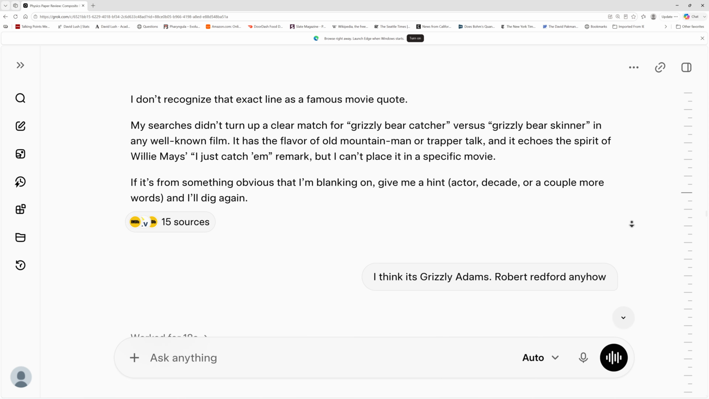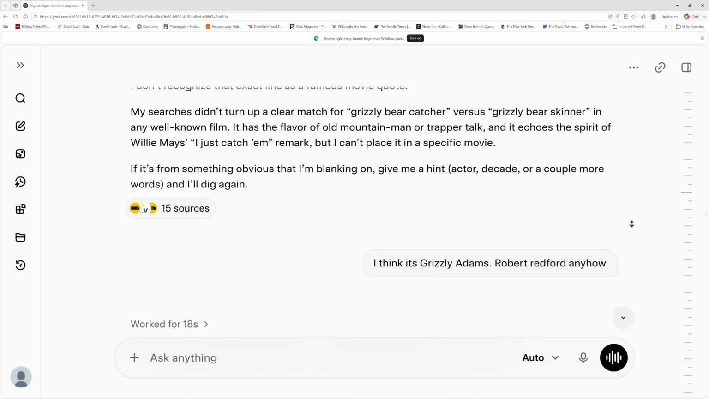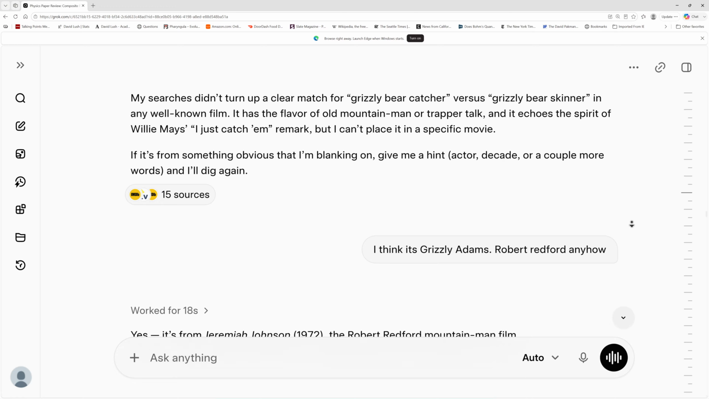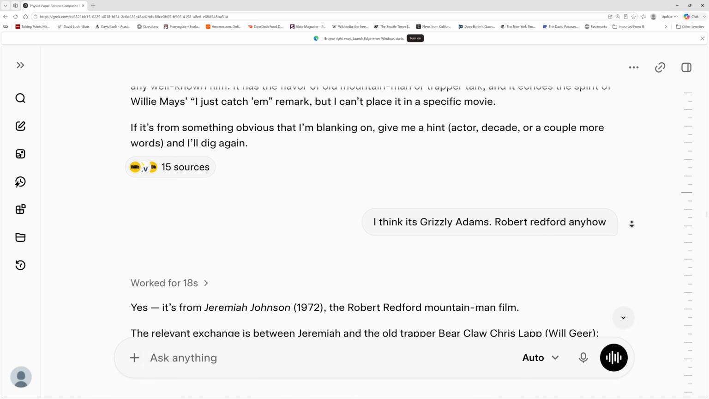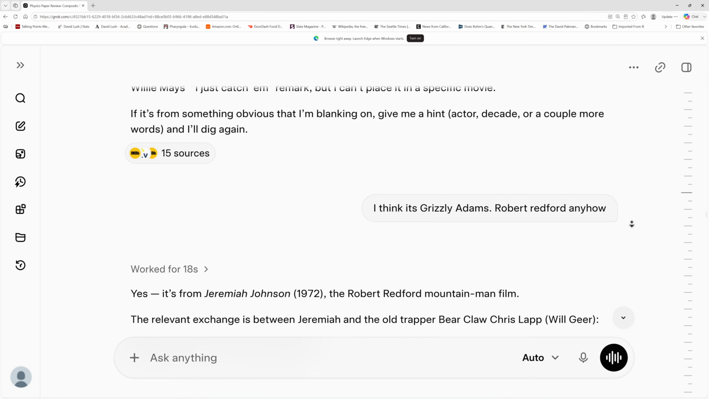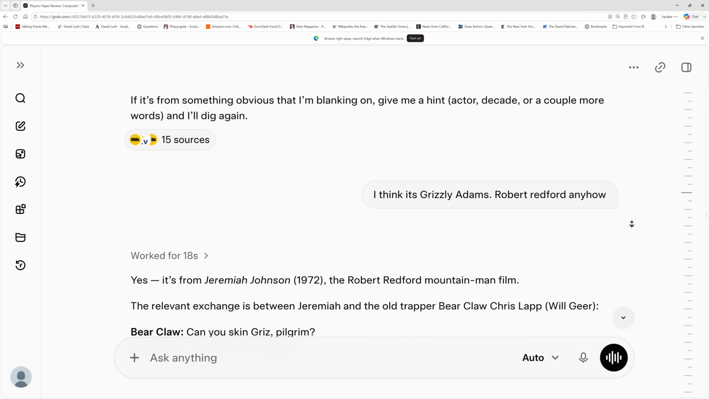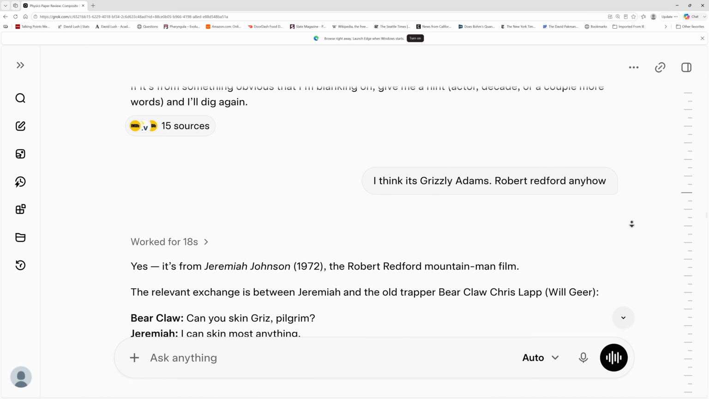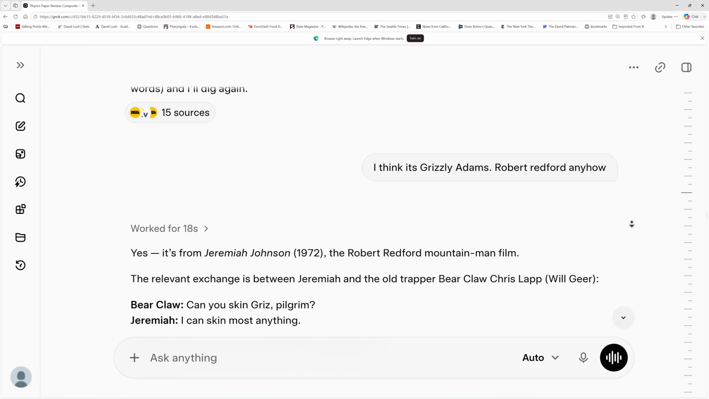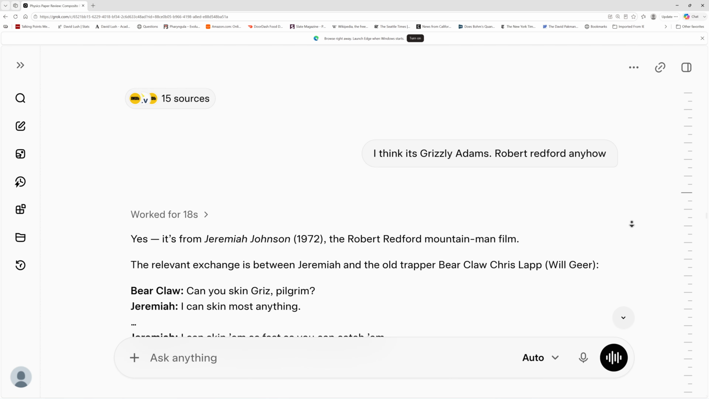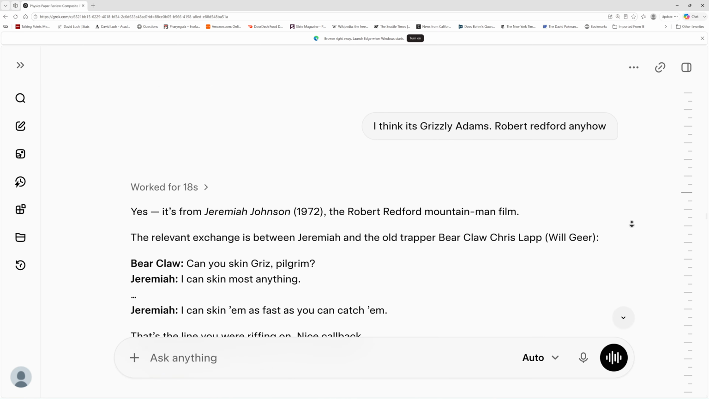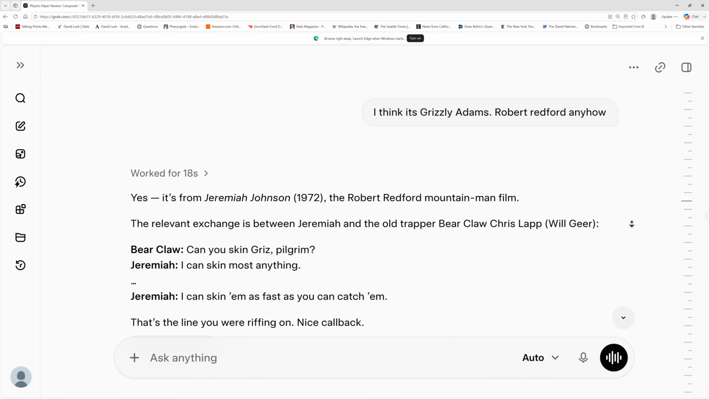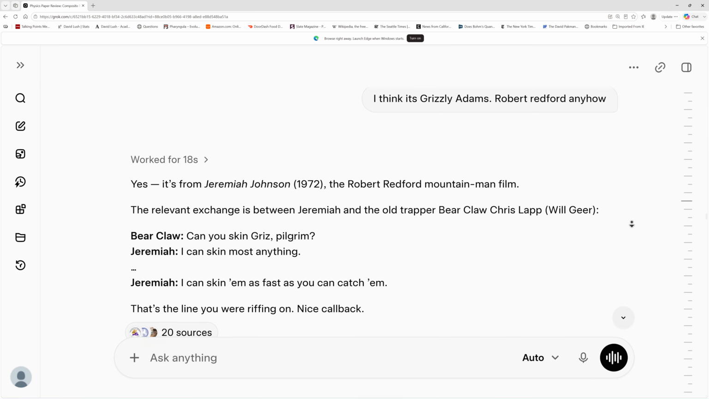What movie is that from? It should be easy. Yes, it's from Jeremiah Johnson, 1972, the Robert Redford Mountain Man film. The relevant exchange is between Jeremiah and the old trapper Bearclaw Chris Lapp. Bearclaw: Can you skin a grizz, Pilgrim? Jeremiah: I can skin most anything. I can skin him as fast as you can catch him. That's the line you were riffing on.